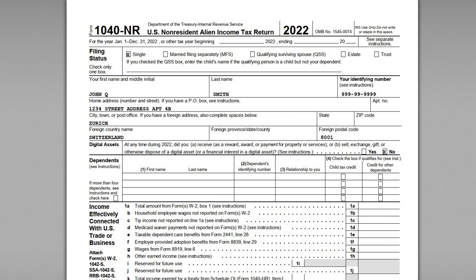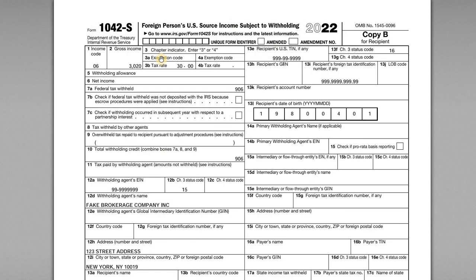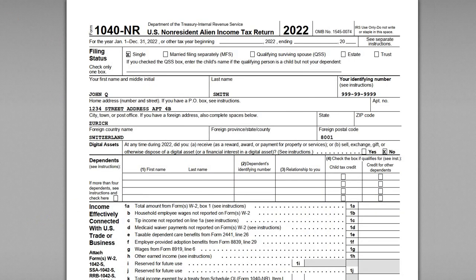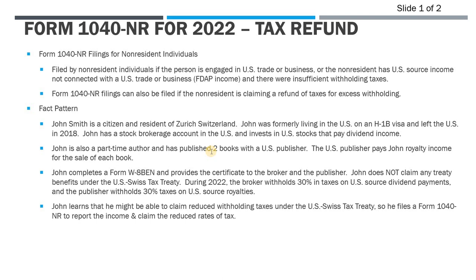Now, in addition to the 1040-NR, I do have a 1042-S that was provided to the non-resident by their broker. So we'll go through this one, and then there's a second 1042-S where the non-resident is receiving royalty income, and they receive this from the publisher. All right. Now, in addition to those, we do have two slides here, again, going through the rules and the fact pattern, and then we'll jump back into the tax return itself.